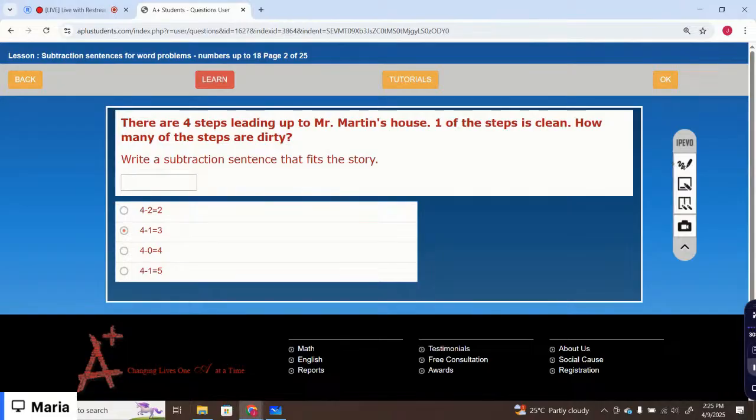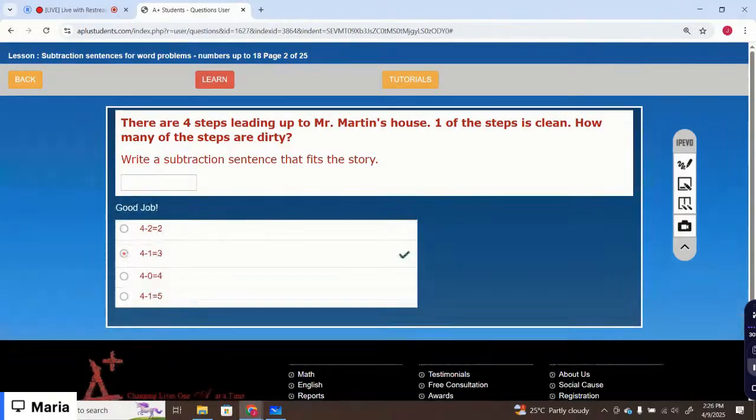That is 4 take away 1 equals 3. Option number 2 is the correct option.